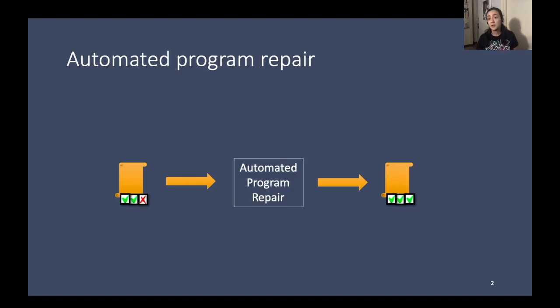Automated program repair techniques attempt to automatically produce patches for software defects. There are tons, maybe even hundreds, of different automated program repair techniques out there, but in general, they take a buggy program and a set of passing and failing test cases, and they attempt to find a patch that allows the program to pass all the test cases.